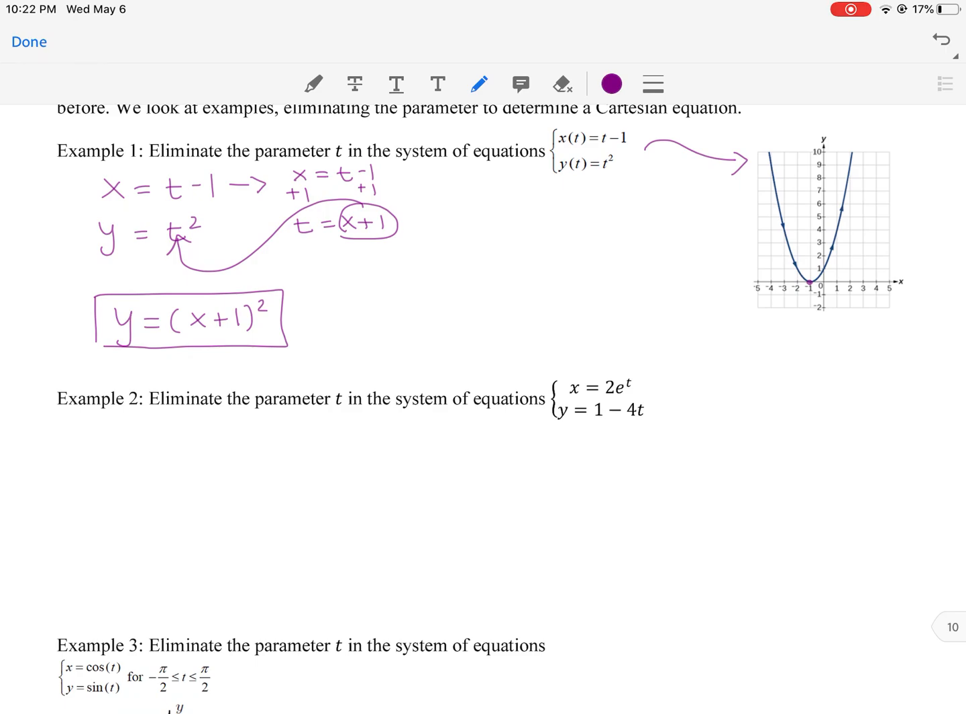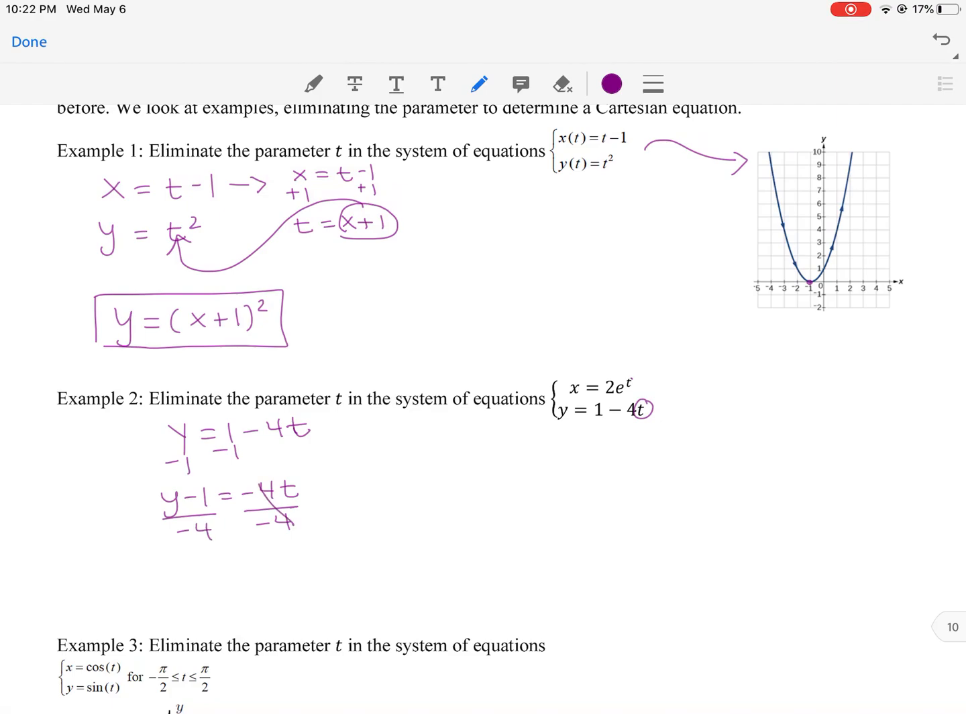Okay, on this next one, eliminate the parameter t. So you want to look up here. In this case, having t in the exponent is probably not going to be the easiest place to solve for. In general, if you have something that's linear, I would solve that one for t. So we're going to solve that second one for t. So y equals 1 minus 4t. So we're going to subtract 1. So y minus 1 equals negative 4t. And then divide both sides by negative 4.